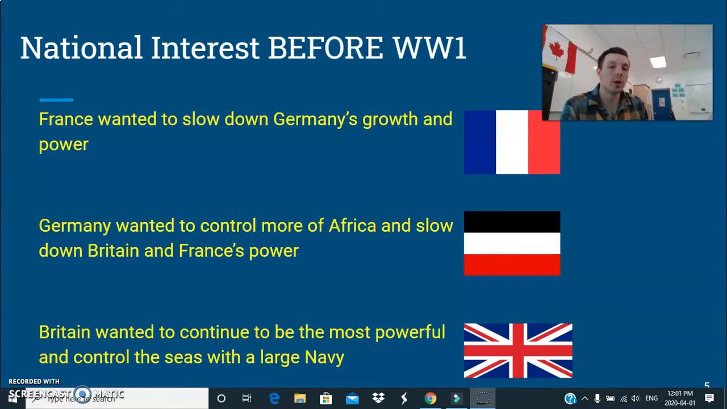Now, before World War I, these three countries were kind of at odds with each other. France wanted to slow down Germany's growth and power. Germany was kind of a new country, and France was worried that it was going to impose itself upon the other nations. Germany was interested in getting a bigger piece of the pie. Britain and France had controlled a lot of the world for a long time, and Germany wanted to control more of places like Africa. Britain wanted to continue to be the big dog. It wanted to continue to be the most powerful and control the seas with a large navy.